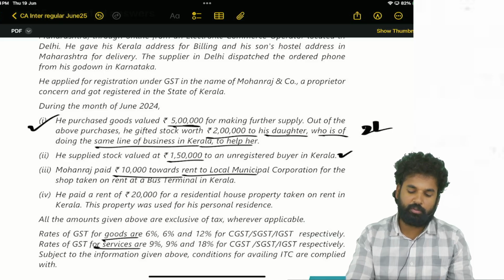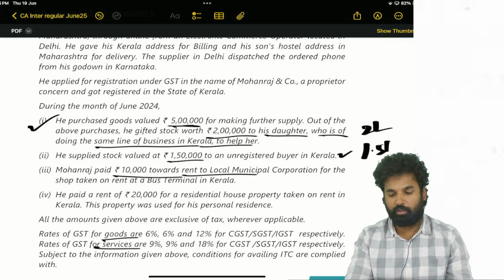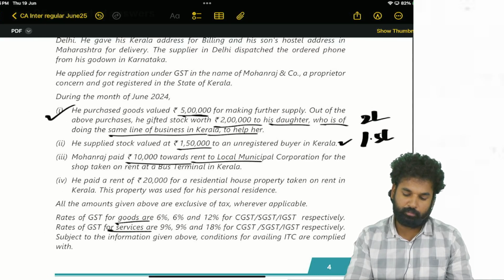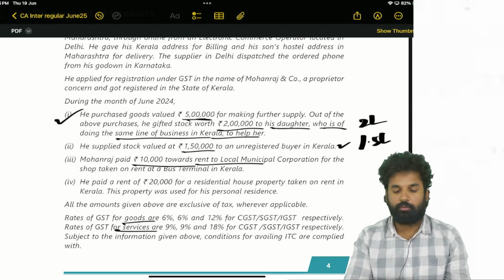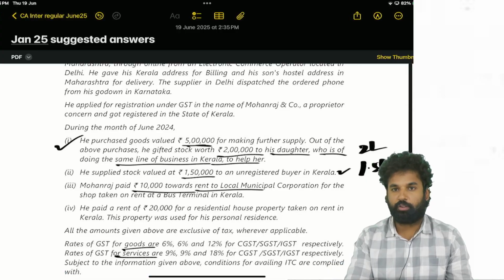Stock valued 1.5 lakhs to an unregistered buyer. Okay. This has to be taken. 1.5 lakhs. Next, 10,000 towards rent to local municipal corporation. What is that? 10,000. That means local authority is giving services of renting of immovable property. Services of renting of immovable property. Reverse charge mechanism will be there.